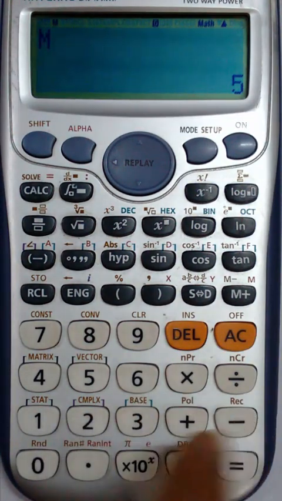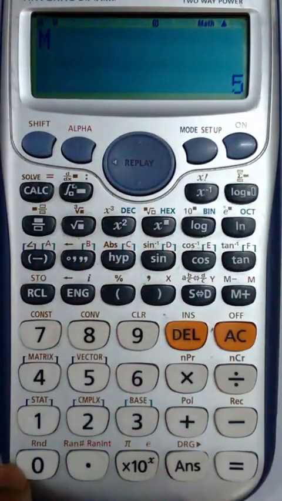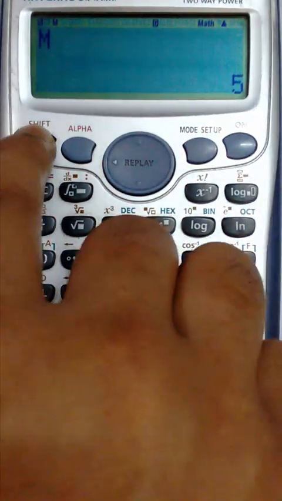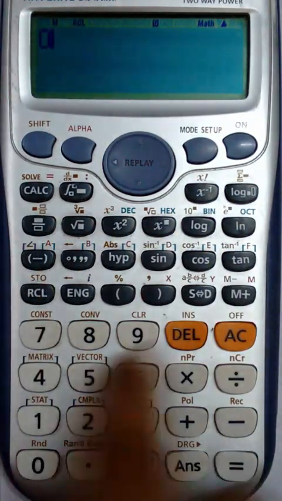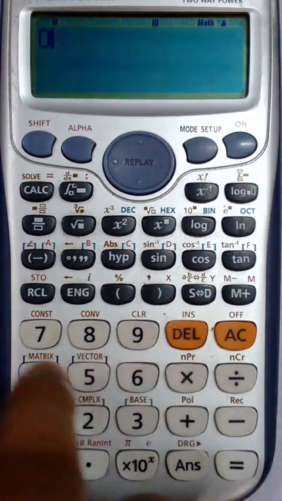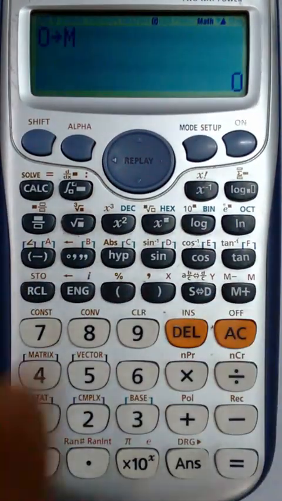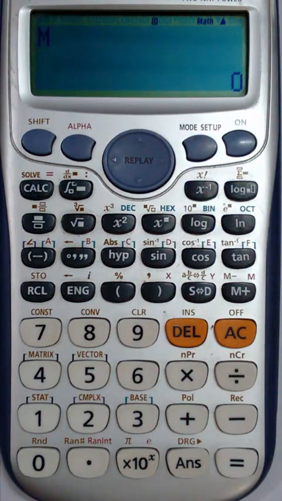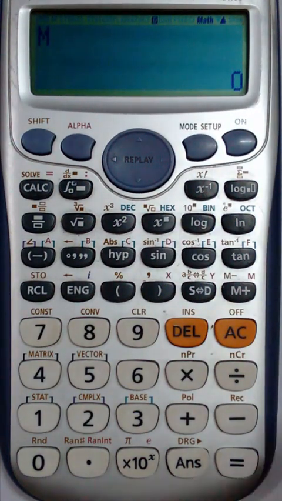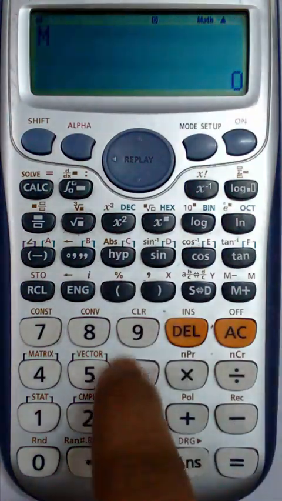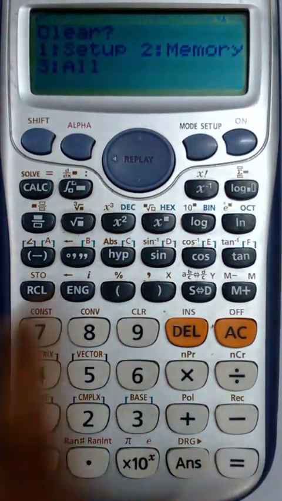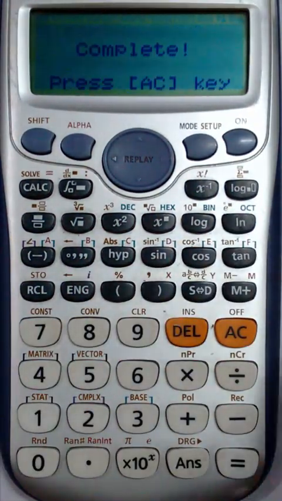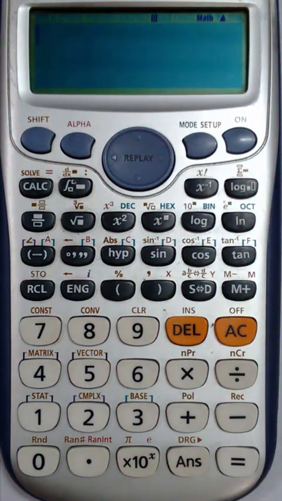If I want to clear this value, just go Shift, 0, Store to M, and then you can check that M is 0. In this way you can clear the memory. Then another method is there for clearing memory. Shift, Clear, Memory, equals. In this way you can clear the memory.